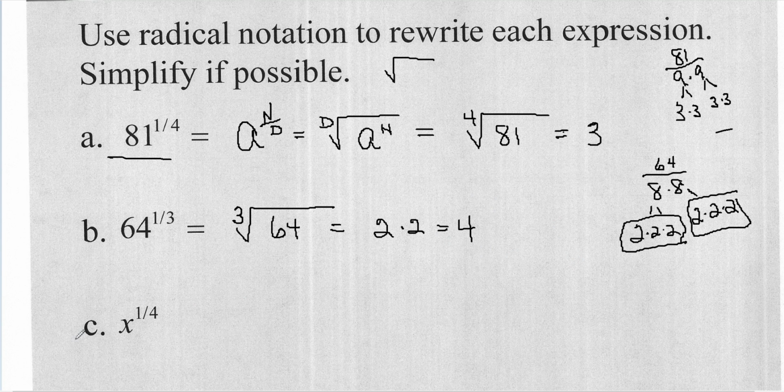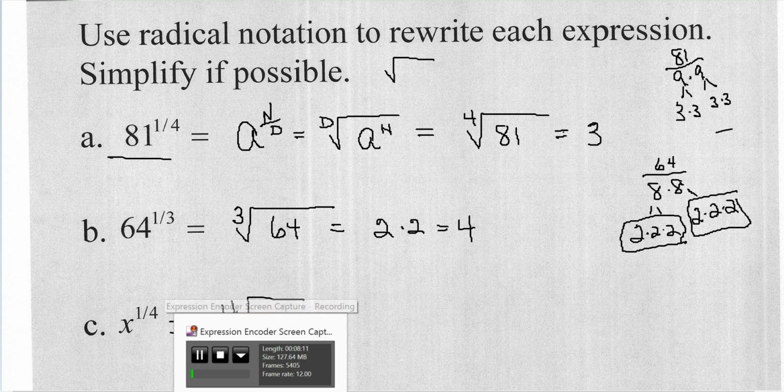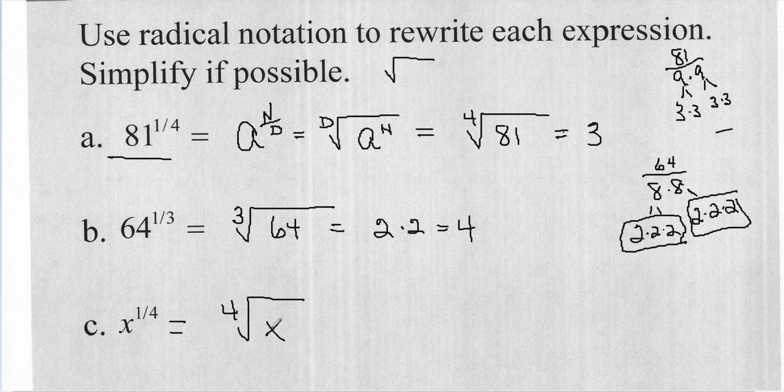All right, how about C, x to the 1 over 4. So I'm simplifying this. This is going to be the fourth root of x. And I reckon that's all I can do with that one. That's it. That's simplified. What's going on there? So this is simplified and it's done. Okay, next screen.